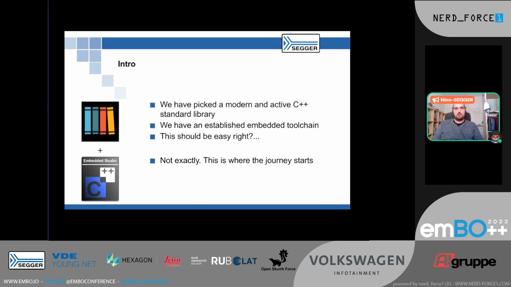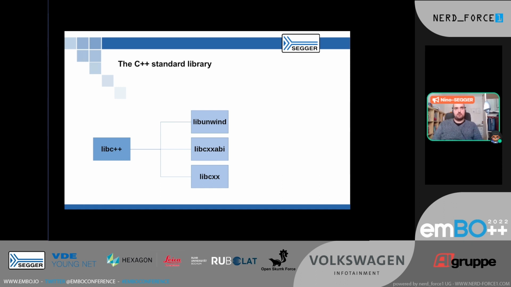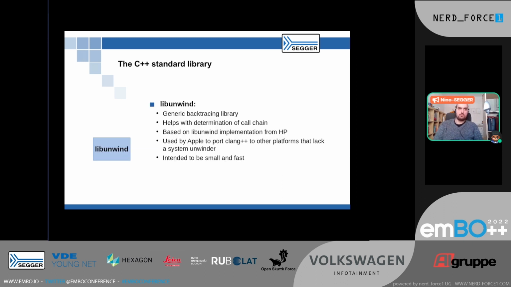And these are the key points of the library here. So we have the libc++ library, which is actually 3 libraries that make up libc++. We have libunwind, libc++abi, and the libc++ library. So what are these individual libraries? We look at libunwind. It's essentially your generic backtracing library, for stack unwinding.